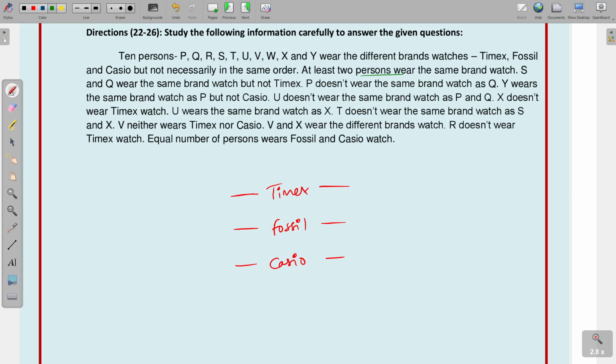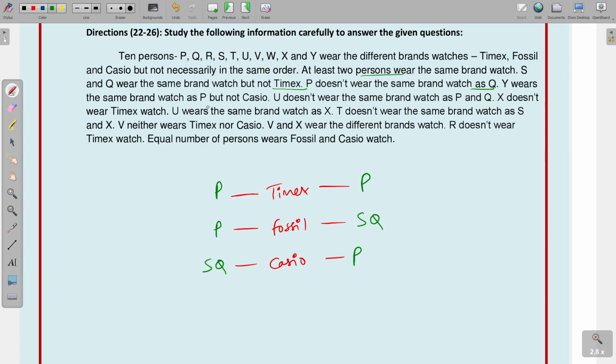Next, S and Q wear the same brand watch but not Timex. So S and Q are not Timex. It is the first possibility and second possibility. Next, P doesn't wear the same brand as Q. So P cannot be with Q. Either P is placed here or P here.